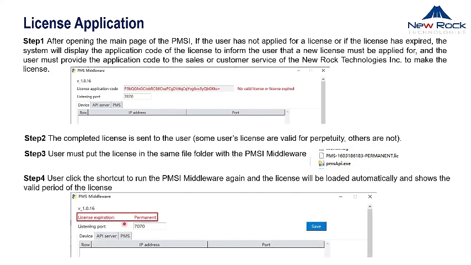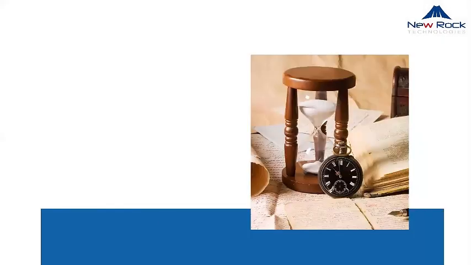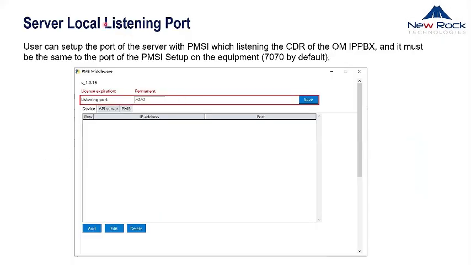you can see the license expiration, it should be like this, right? For permanent or some specific date. So by that, you are now ready to use our PMSI. So now the first thing to do in the configurations is the server local listening port.